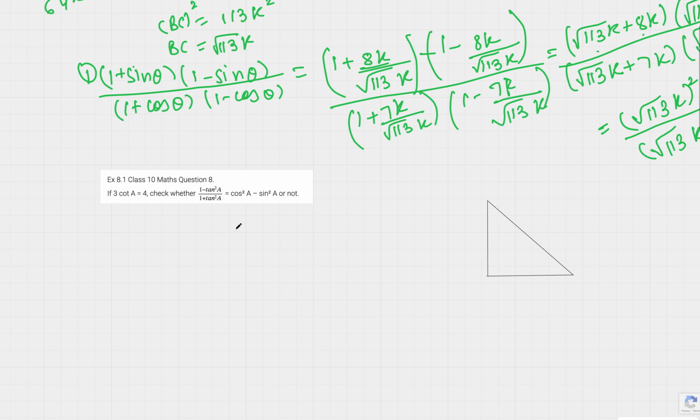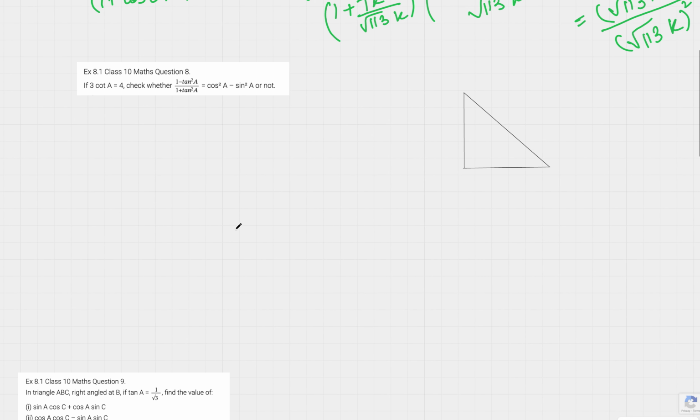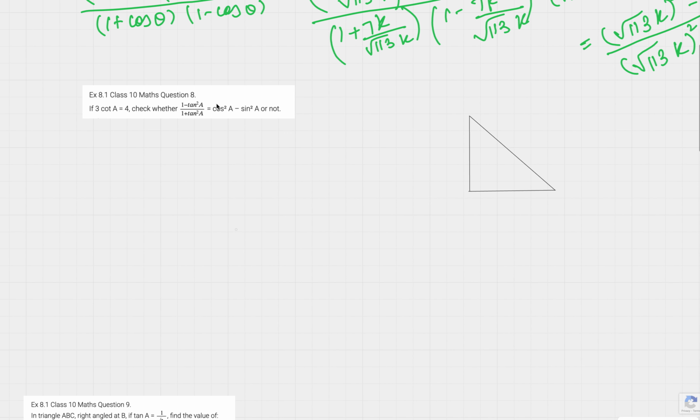Okay, now let's go to the 8th question. This is our 8th question. 3 cot A equals 4. Okay, so what is cot A now? What will cot A become? 4 upon 3. Okay, so what is cot? Sine, cos, tan, cot, sec, and cosec.